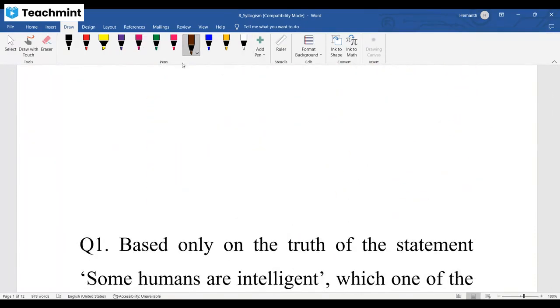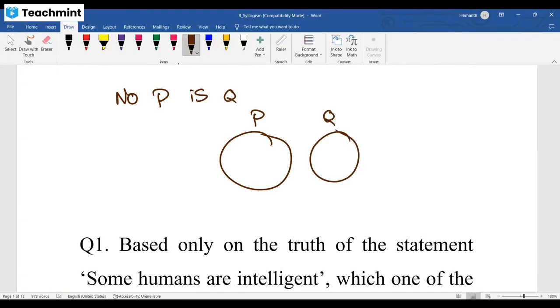Next is no X is Y or no P is Q. This is very simple. No P is Q means there is no connection between them, P separate, Q separate. Why use only circle type? Use square type also, it's your wish, whichever is comfortable to draw. With circle shape only you can go for other diagrams also. There is no worry. P on the right side, Q on the left side, or Q on the right side, P on the left side, no problem. Fine, no issues.